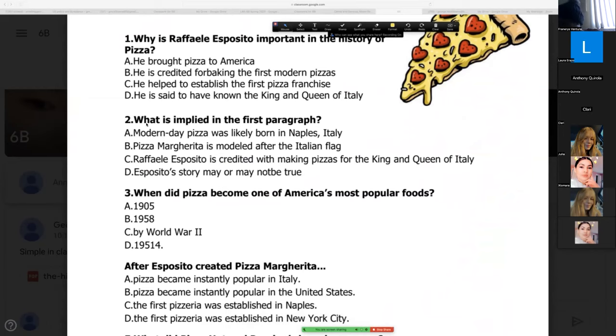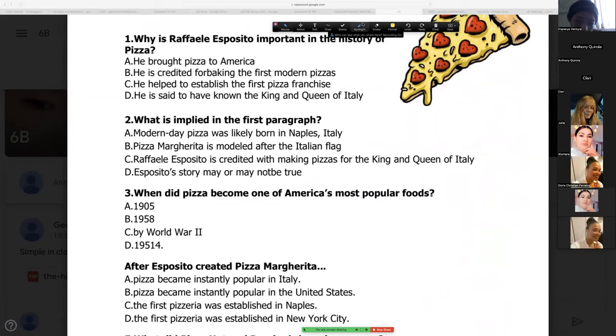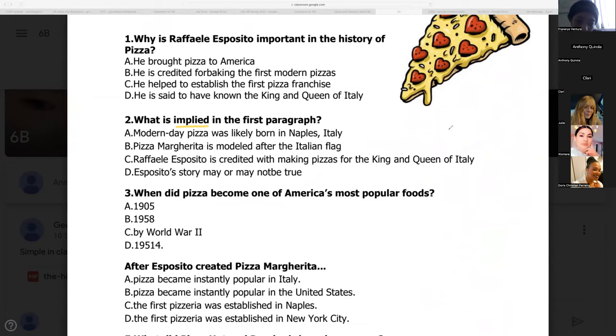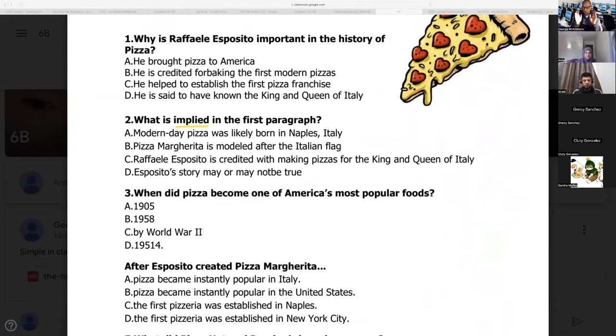Okay, number two, what is implied in the first paragraph? What does the word implied mean? If something is implied, is it said directly?